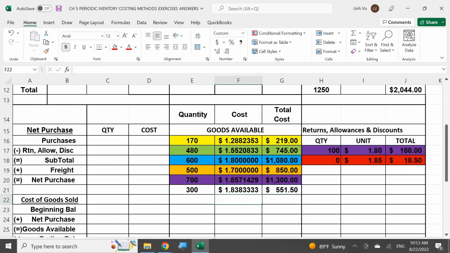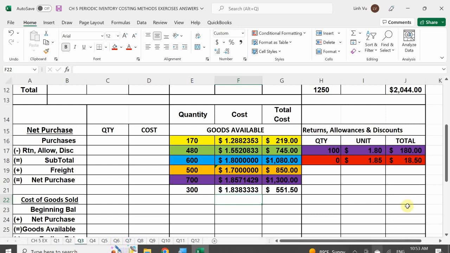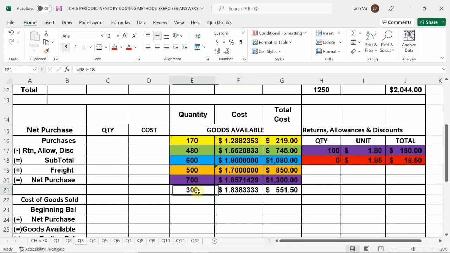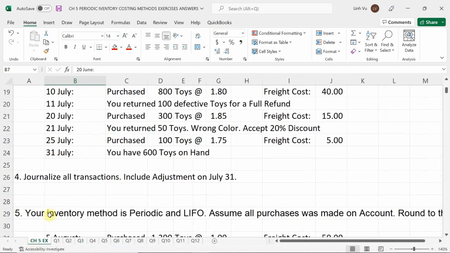Now I have a new total cost. If I divide that by 300, I'm going to get a cost per item of $1.838333. Okay, and this is my red batch of inventory. Okay, so then let's see what else happened.